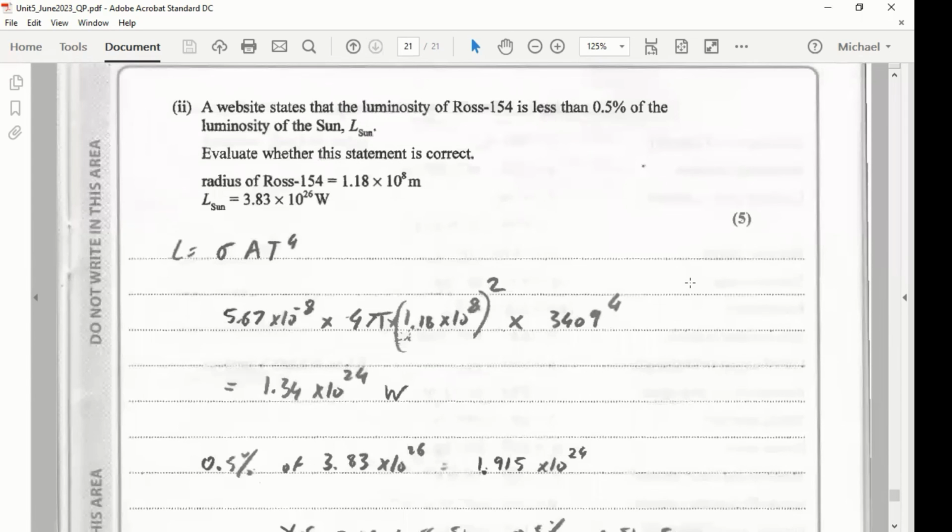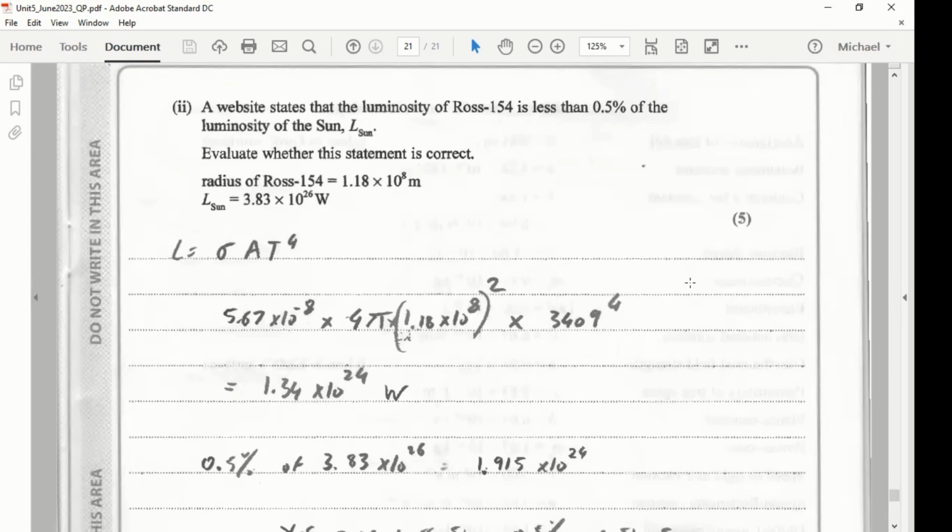A website states the luminosity of Ross 154 is less than half of 1% of the luminosity of the Sun. Evaluate whether this statement is correct. You are told the radius of Ross 154, and you're told the luminosity of the Sun. You're going to use the formula that's given to you, L equals sigma multiplied by the surface area times T to the 4. So you have to work out the area of Ross, 4 pi r squared, with the radius given in meters, multiplied by 3409 to the 4th.